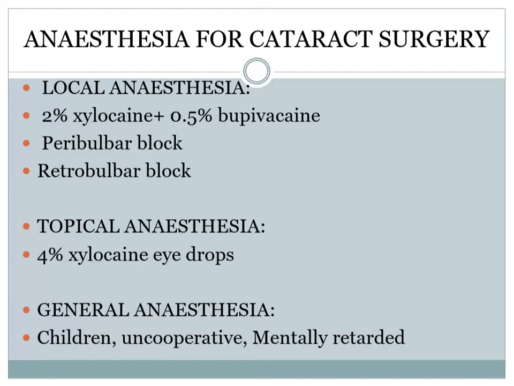Basically, the anesthetic agents are xylocaine and bupivacaine. Bupivacaine is a long-acting anesthetic agent. So you mix half the quantity as bupivacaine and half the quantity as xylocaine. So basically, it is 2% xylocaine with 0.5% bupivacaine. You give around 5 to 7 cc in case of peribulbar block, 3 cc in case of retrobulbar block. So you can either give peribulbar block or retrobulbar block if you are going for a local infiltration.